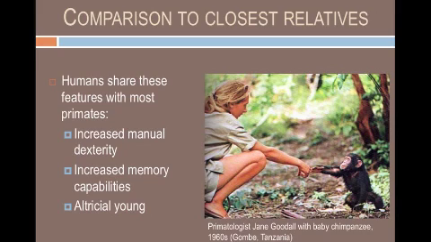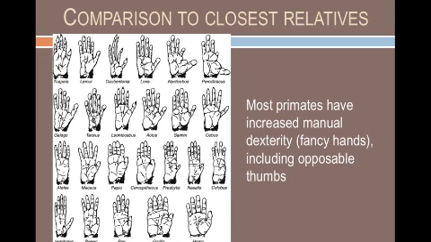So humans share features, three really important features with most other primates. These include increased manual dexterity, increased memory capabilities, and altricial young. We'll go through these one by one.